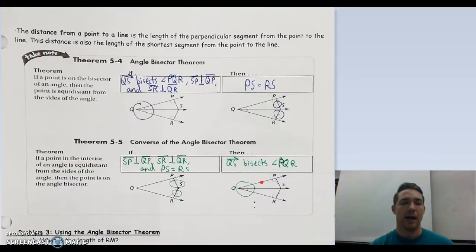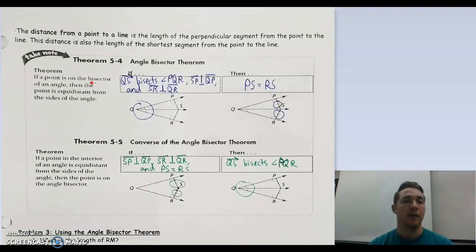So next what we're going to look at is the distance from a point to a line. So that's the perpendicular segment from that point to the line. Anytime you're doing a distance, you want a straight line, so you want to make it perpendicular. Distance is also the length of the shortest segment from that point to the line. Again, the shortest way to get from one point to the other is by taking that straight distance.